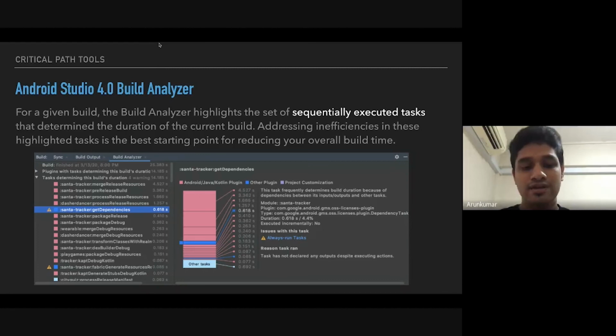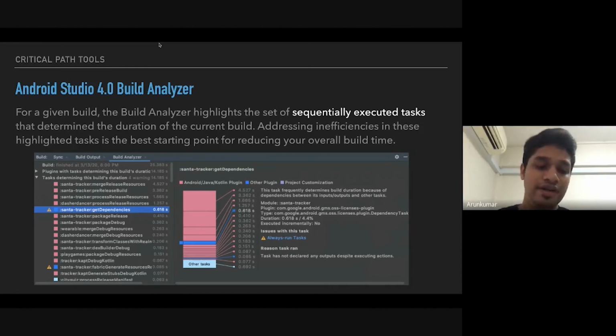So after you finish the build, you get something called a build analyzer window where you can see the entire task list. And you can see each task and how much time it takes. For example, here you can see that merge release resources takes most of the time, and then we have also a couple of other things like Dex builder.